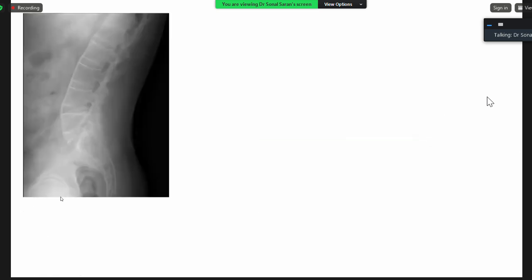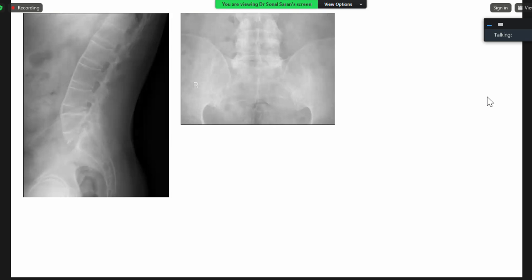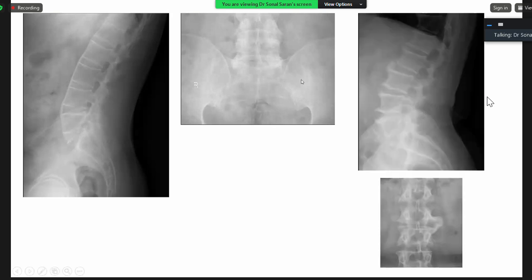This is another case of ankylosing spondylitis where we can see multiple syndesmophytes bridging across the vertebral bodies, and the spine is almost fused. And in this radiograph, we can see fusion of bilateral sacroiliac joints, which often occurs in late stages of AS, where we see bony ankylosis.